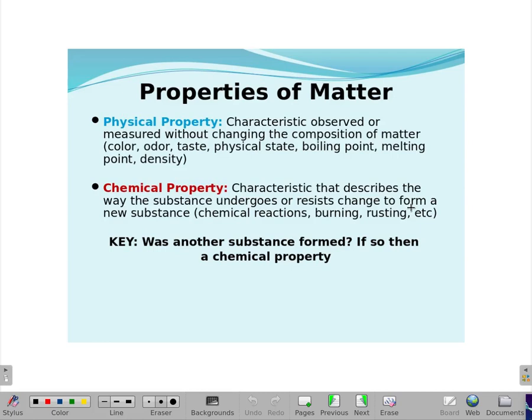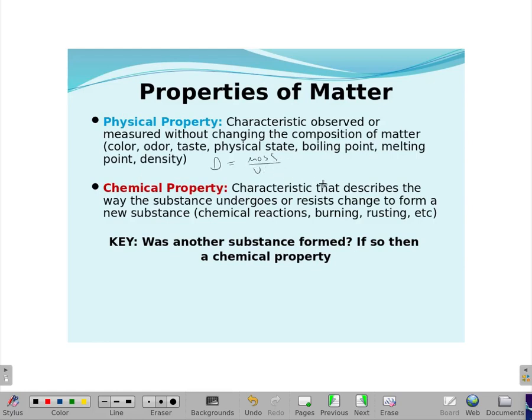Now, physical properties are things just like the physical state, solid, liquid, and gas, and the fact that we can change from one to the other just by changing temperature is a physical property. The other physical properties that we know of are color, odor, taste, boiling point, melting point, and one that you might not be fully familiar with, density, which we introduced last chapter, was mass over volume. That is just a physical property.